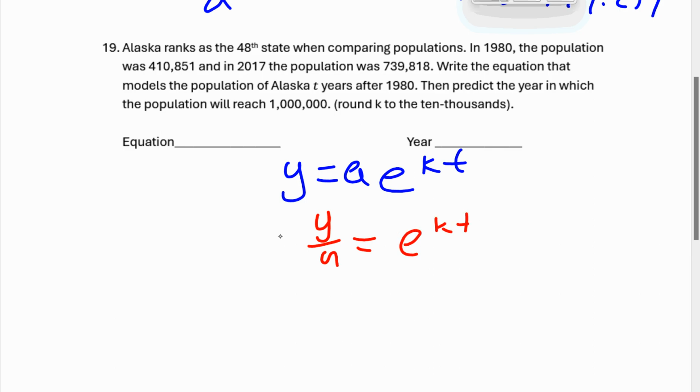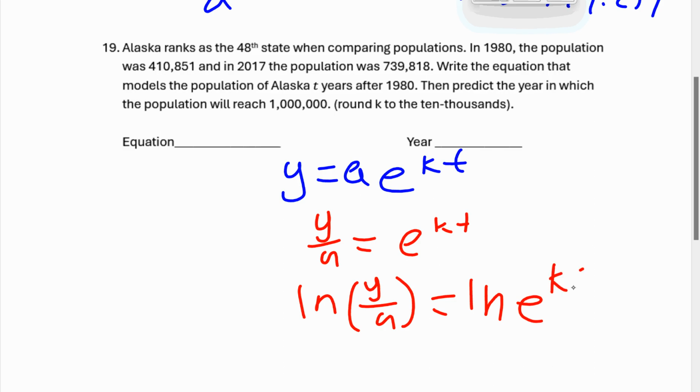And then we can take the ln of both sides. So ln of y over a equals ln of e raised to kt, and ln of e just equals 1, so I can bring the kt in front. Now we can either solve for k by dividing by t, or solve for t by dividing by k. This one asks for years, so it's asking for time in the second equation. First we have to find our k, and then we'll find our t.